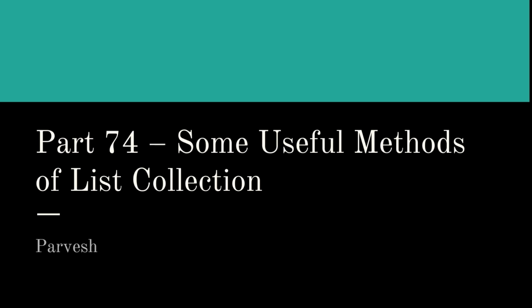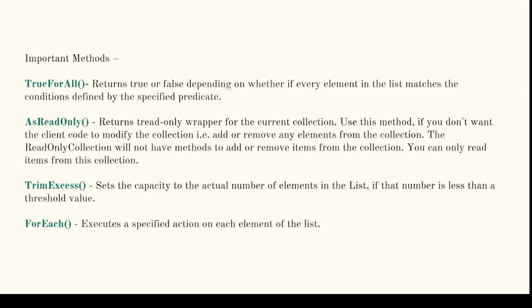In this video, we will see some of the other important methods that are available in the List class, methods we have not discussed yet. The first one is TrueForAll. TrueForAll returns true or false depending on whether every element in the list matches the condition defined by the specific predicate. Basically, in this method we check whether all the items match some particular condition or not. Let's go to Visual Studio and try this out.